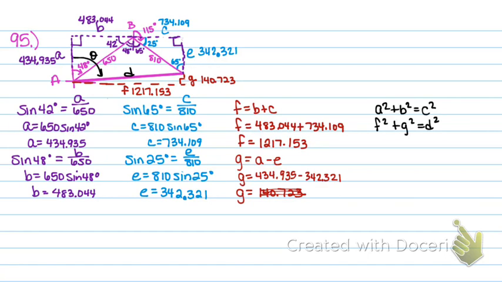434.935 minus 342.321. I had the wrong number typed in, I'm sorry. It says 92.614. Is that better? All right.